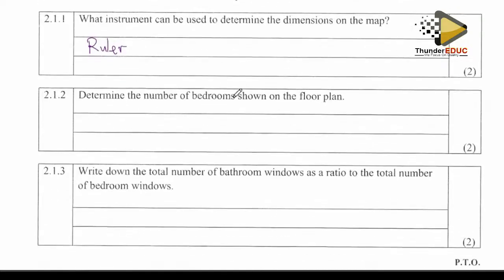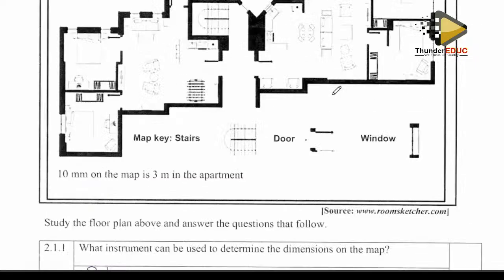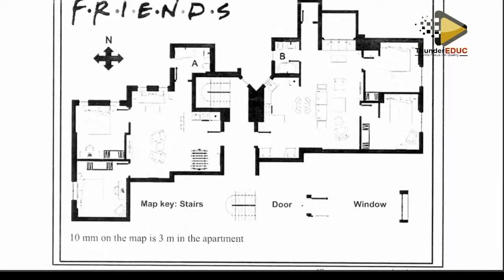Determine the number of bedrooms shown on the floor plan. So we're going to count bedrooms now. We had 1, 2, 3, and 4, not any other. So we had 4 bedrooms. So, determine the number of bedrooms shown on the floor plan. We say 4 bedrooms.